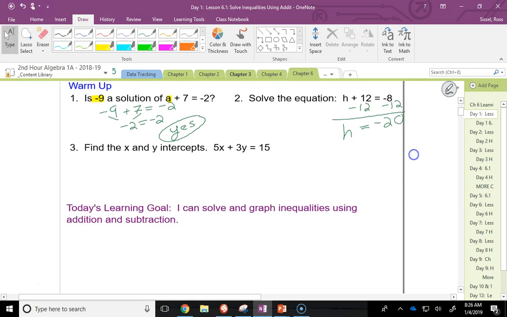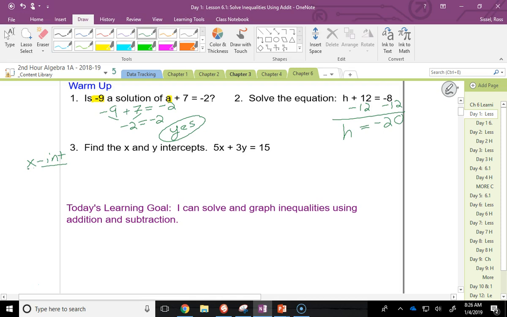Last one that we're going to look at is finding X and Y intercepts. This was a review from last semester. They gave us the equation 5x plus 3y equals 15. How do I find the X intercept? I want to remember, that's where our line crosses the x-axis. So how do I find that, Brianna? Change y to 0. Perfect.